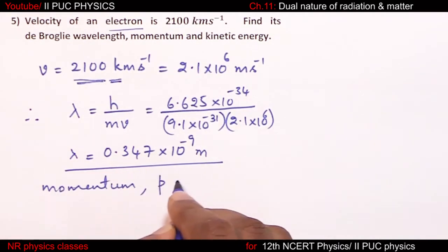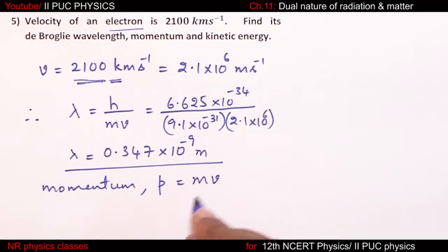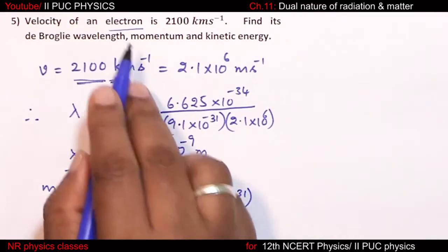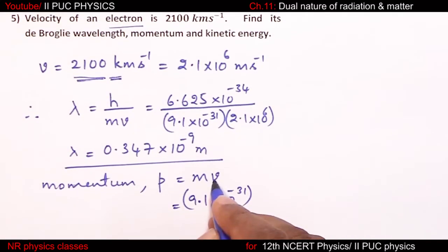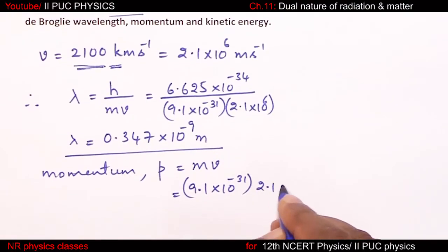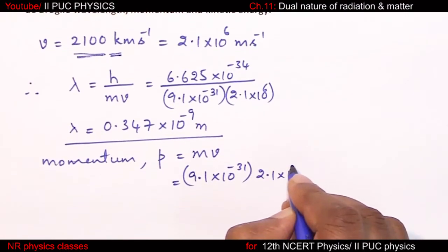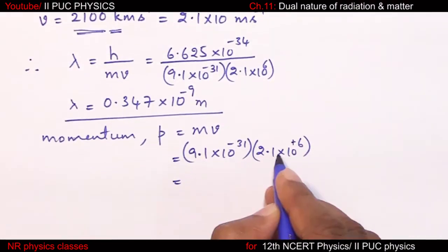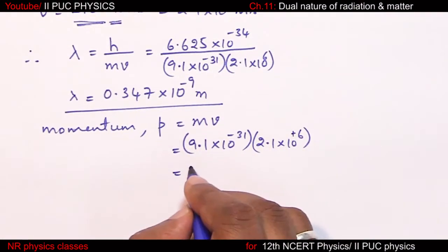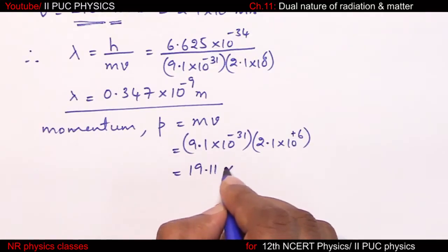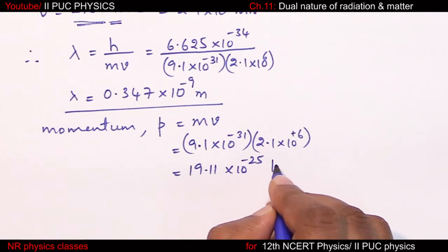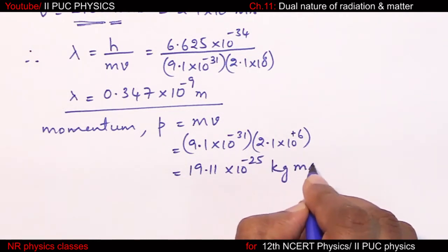Momentum p equals mass into velocity. Mass is 9.1 × 10 power minus 31, this is for an electron. Velocity is 2.1 × 10 power 6. Product of these two is 19.11 × 10 power minus 25 kg meter per second.